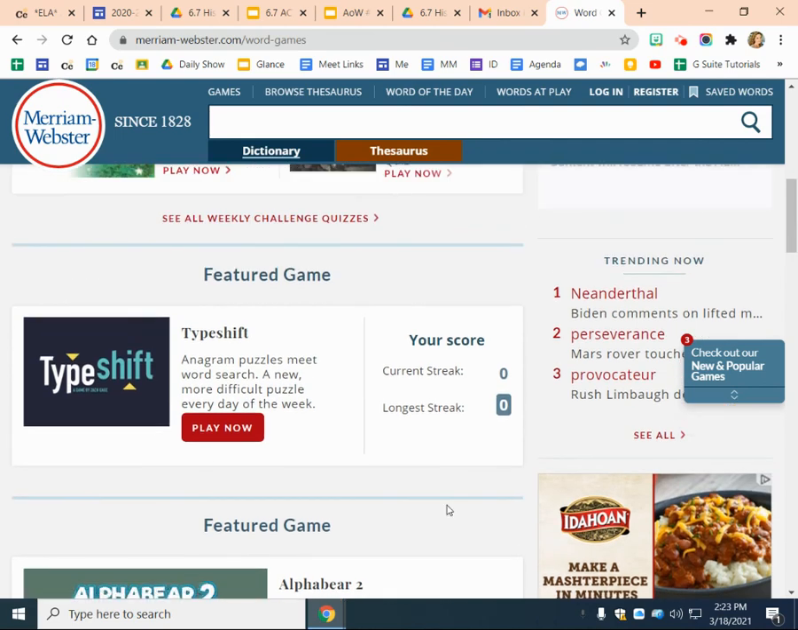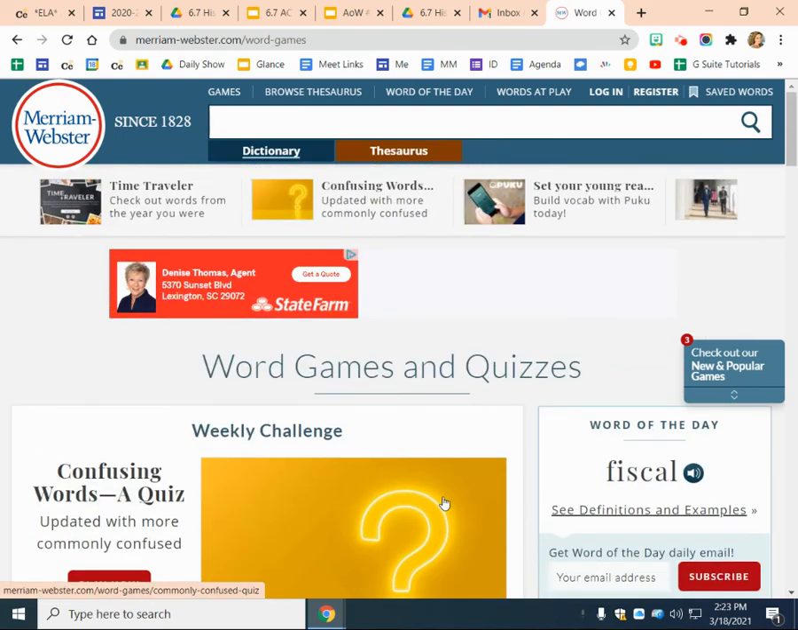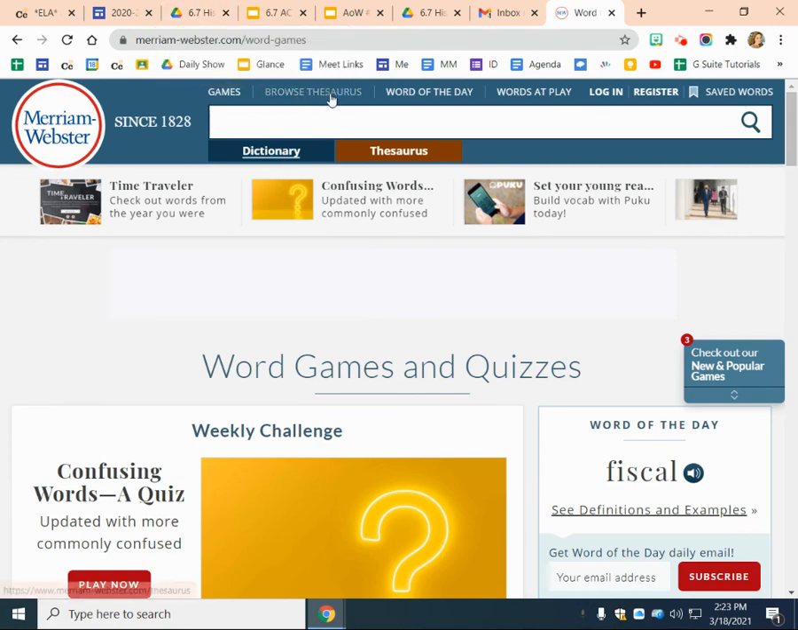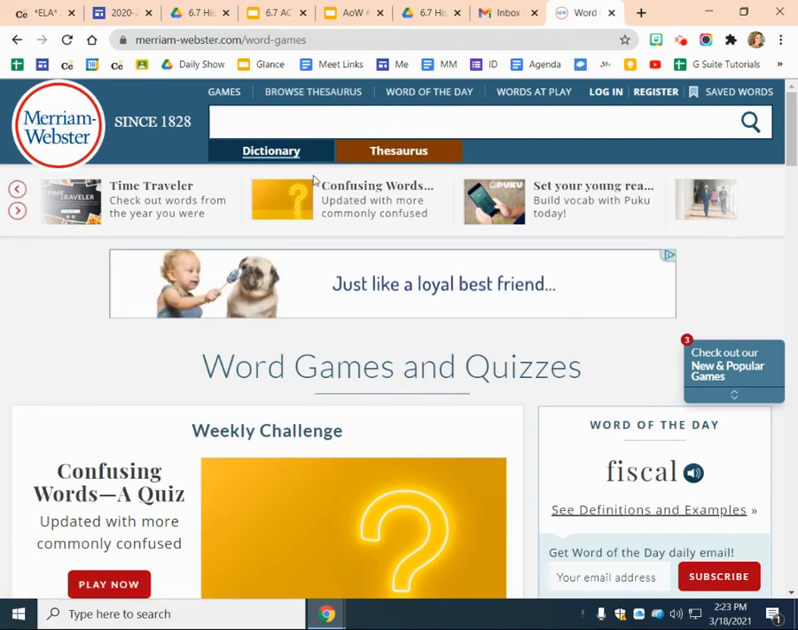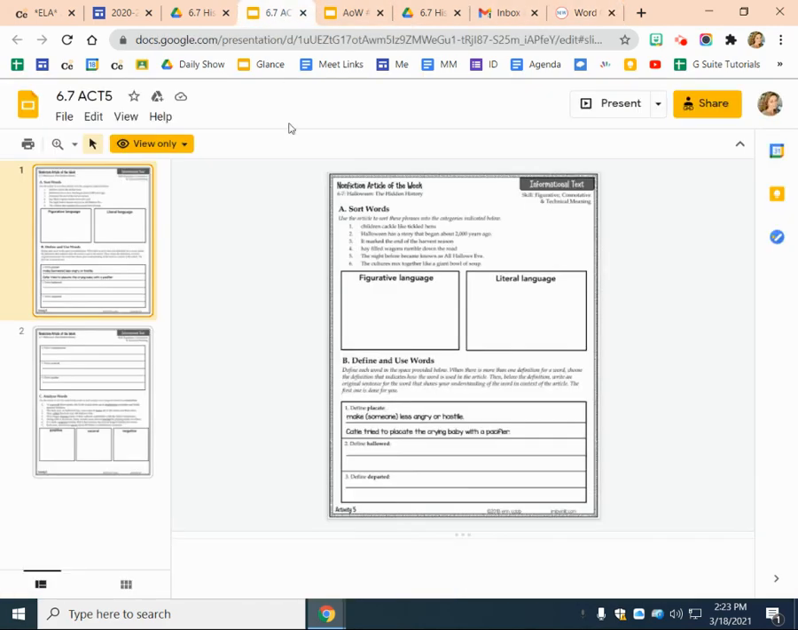So after you're done with the assignment today, I want you to explore the dictionary website that I gave you and play some of the games and see how it all works. You can even go to Word of the Day. You can go browse the thesaurus. There's just so much. So I want you to do that after you turn in today's assignment.